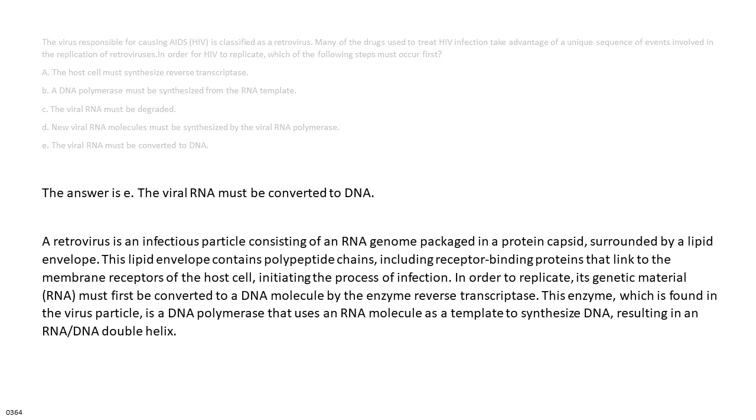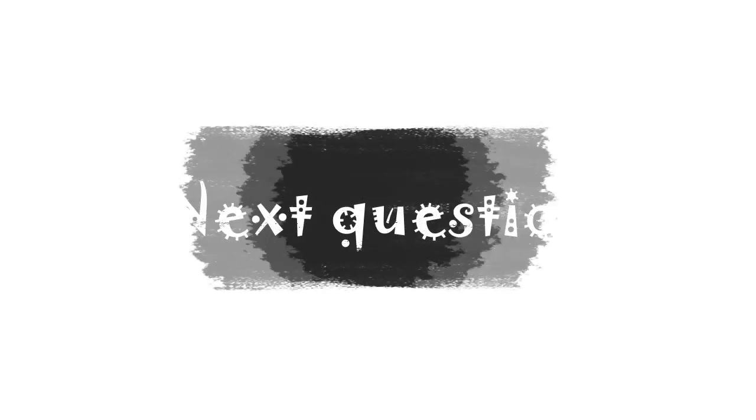In order to replicate, its genetic material, RNA, must first be converted to a DNA molecule by the enzyme reverse transcriptase. This enzyme, which is found in the virus particle, is a DNA polymerase that uses an RNA molecule as a template to synthesize DNA, resulting in an RNA/DNA double helix.